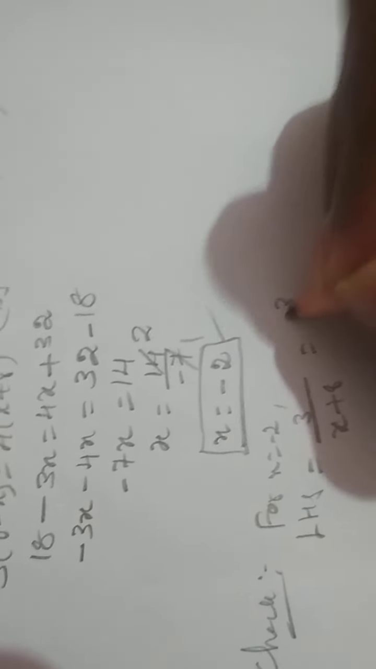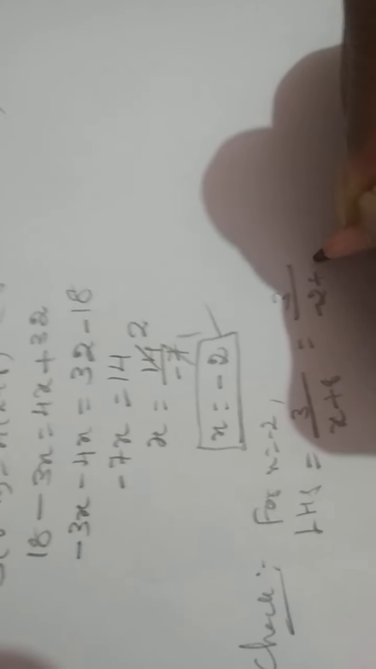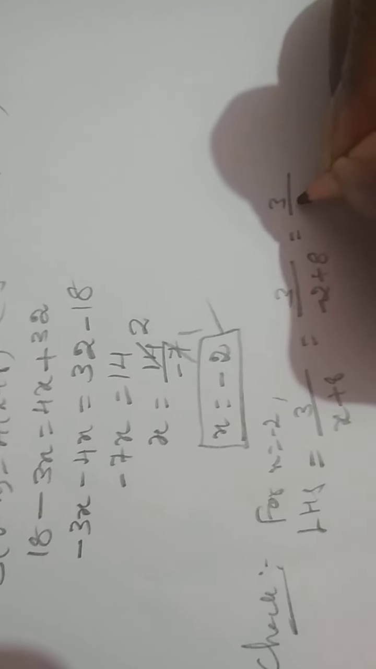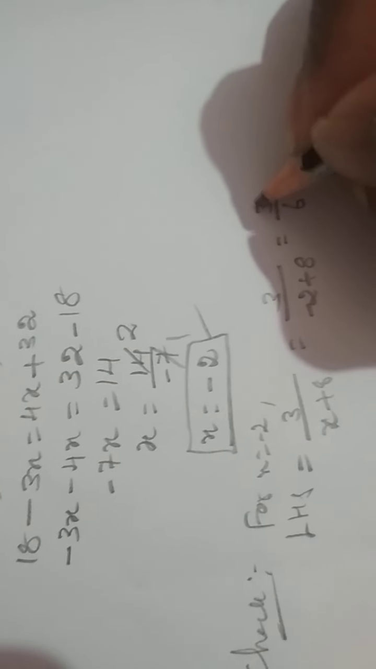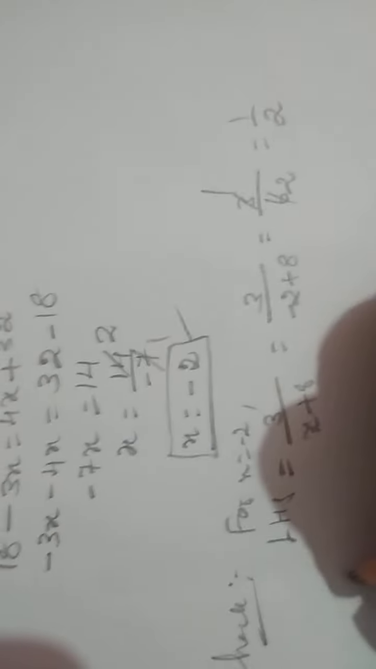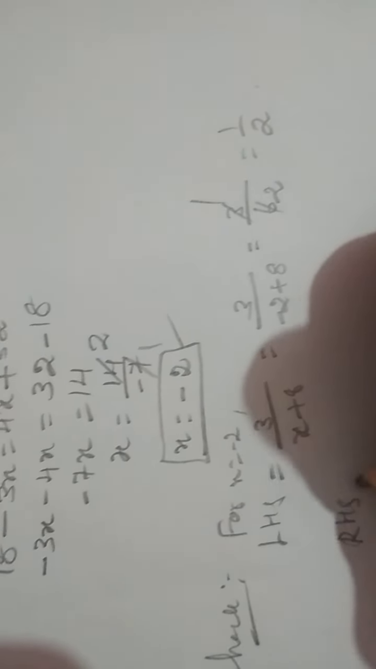So 3 by minus 2 plus 8 is equal to 6. So we can simplify by 2, so 1 by 2.